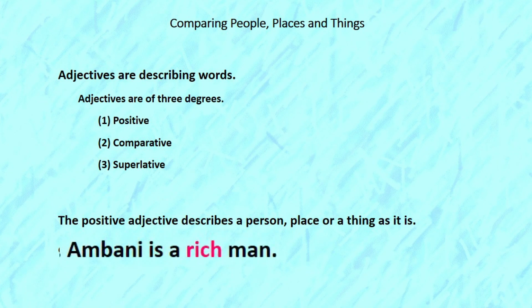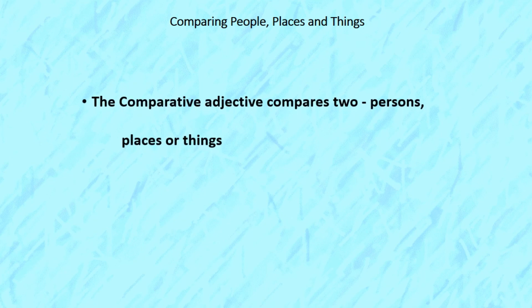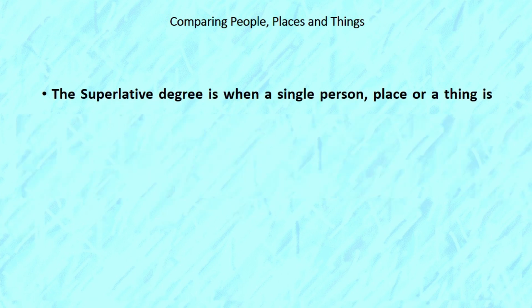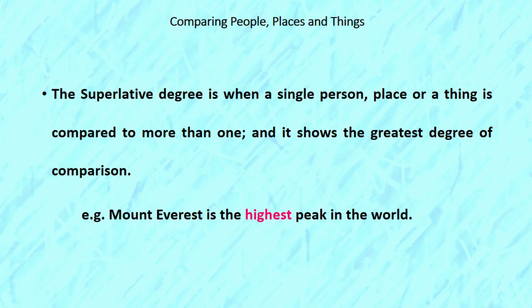The positive adjective describes a person, place or a thing as it is. For example, Ambani is a rich man. The comparative adjective compares 2 persons, places or things. For example, gold is costlier than silver. The superlative degree is when a single person, place or a thing is compared to more than one, and it shows the greatest degree of comparison. For example, Mount Everest is the highest peak in the world.